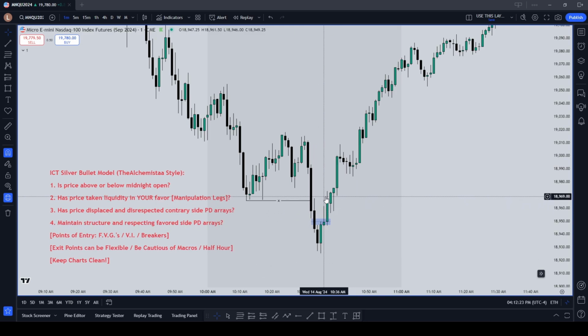Price wicks through it completely, damaging anyone trying to continue to sell there. Where's another bearish PD array right here? What does price do? Completely break and trade through it. And what happens on this last bearish PD array? Same thing again. We're wicking through it.